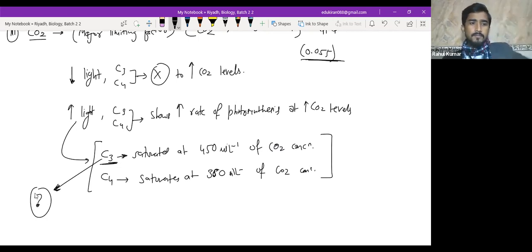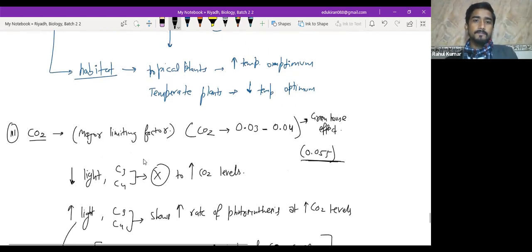So anyone can guess, or will you find which are these plants? Anyone knows, you can tell me. If you don't know, it can be asked in entrance. So will you find or should I tell you? Go and find, okay? This is the assignment. Which C3 plants are used at enriched CO2 levels for better growth, better production, and better photosynthesis? Is it clear? Yes, sir.